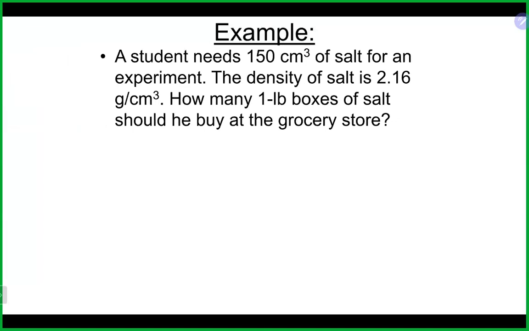Let's finish it out here. A student needs 150 cubic centimeters of salt for an experiment. The density of salt is 2.16 grams per cubic centimeter. How many 1-pound boxes of salt do they need to buy? A conversion you do need to know: 1 pound is 453.6 grams. So take a moment or two, see what you come up with here, trying to figure out how many boxes.